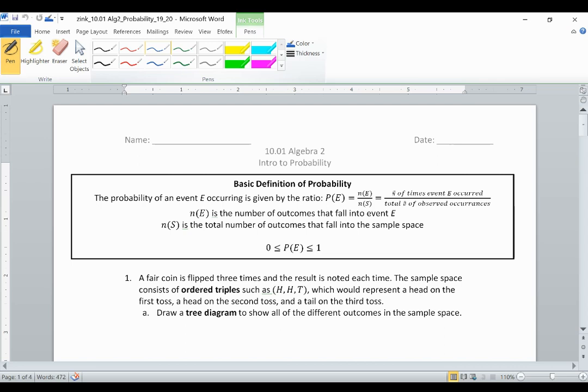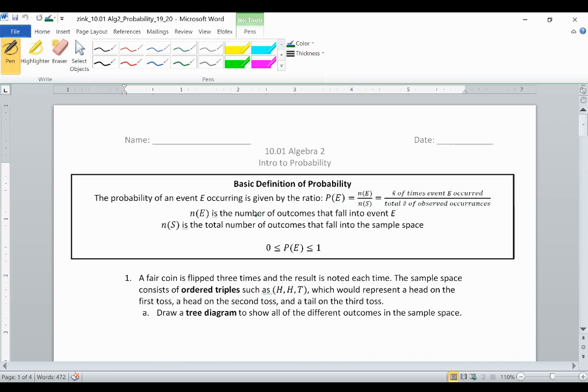So what is probability? The probability of an event occurring is given by a ratio. And to find that ratio, you take the number of times you want the event to happen, or that it's going to occur, and you divide it by the total number of observed occurrences. So if we are looking at whether a coin is going to land on tails, then we know there is one tail on the coin out of two. So it would be a probability of 1/2 or 1 out of 2.